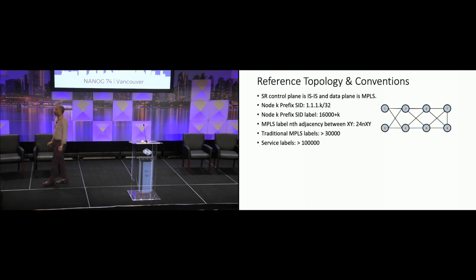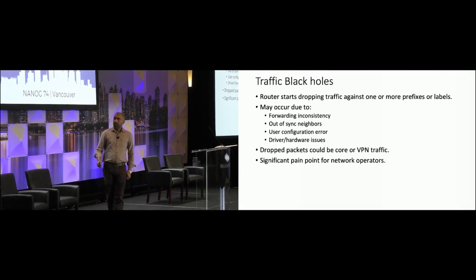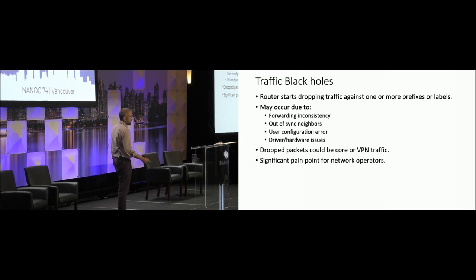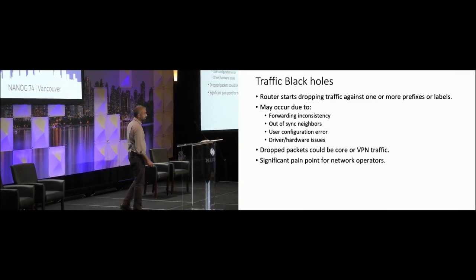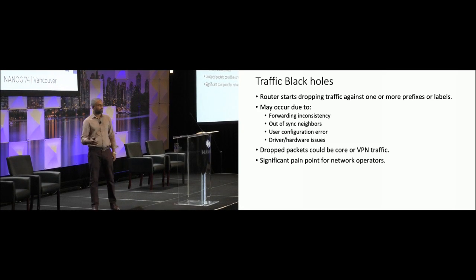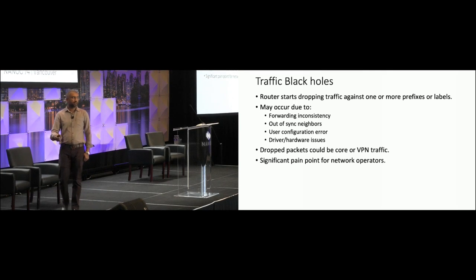So for most of the slides, I'll just use this topology over here. It's pretty simple. I'll be describing it, so you don't need to memorize it. Black holes occur when a router starts dropping traffic. It could be for a single prefix, it could be just over a particular link, or it could be all the traffic over the network. And there are multiple reasons that it could occur.